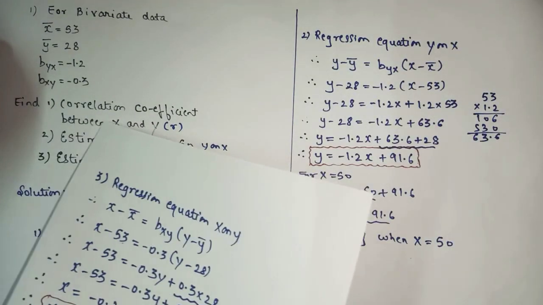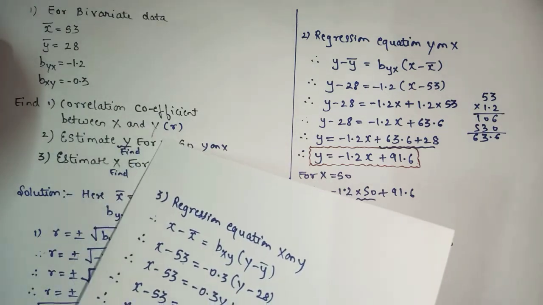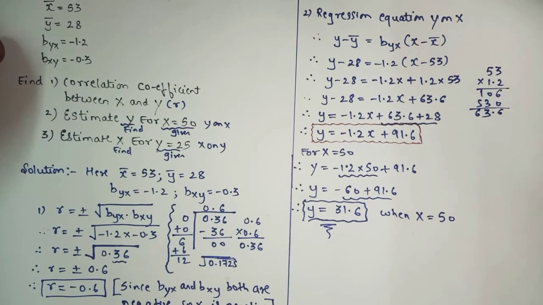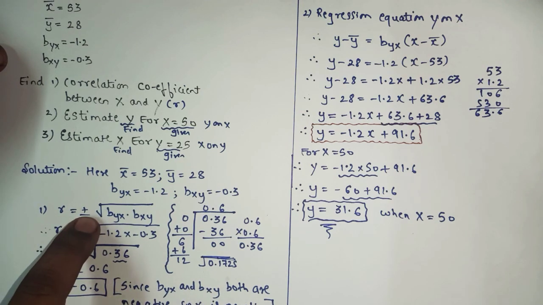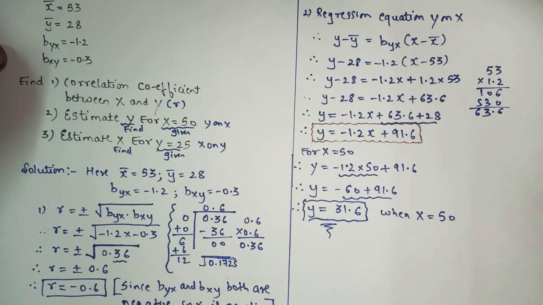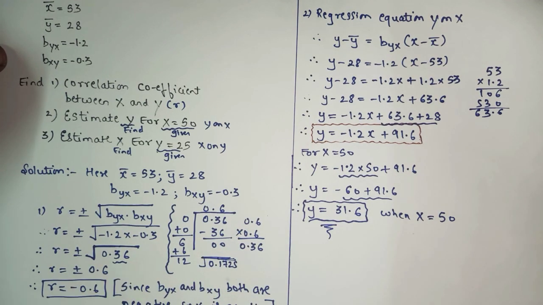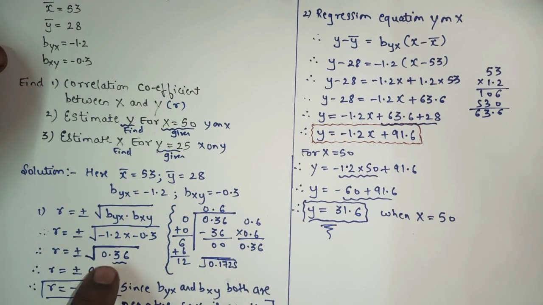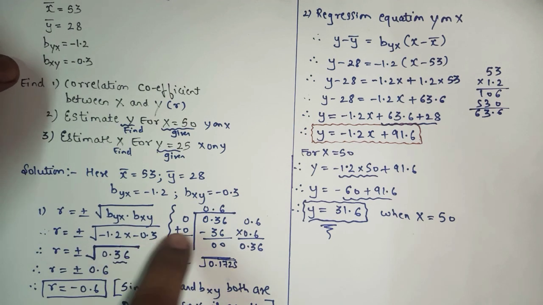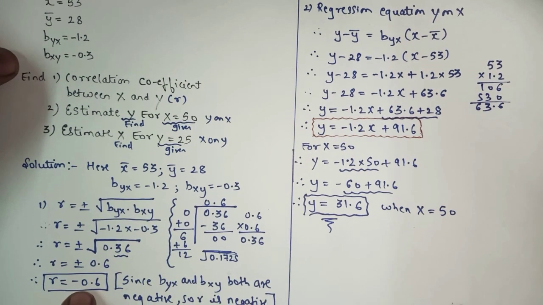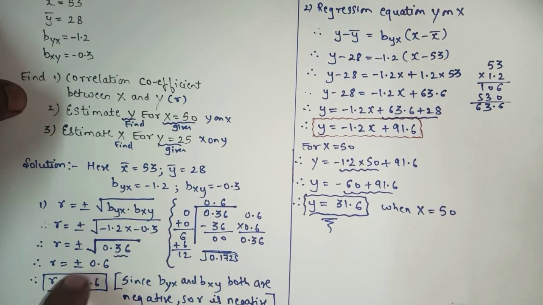So your first one was the correlation coefficient between x and y. Correlation coefficient means what? Small r. So r equals plus minus. This was the formula. To find the square root, directly you can find by using the tricky method, as here the number is a perfect square, or else you can find your answer by using the square root division method. Remember, when both the values are positive, r is positive. When both the values are negative, then r is negative.